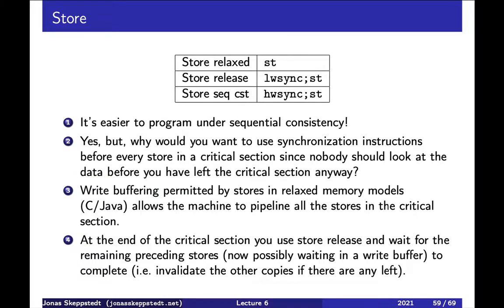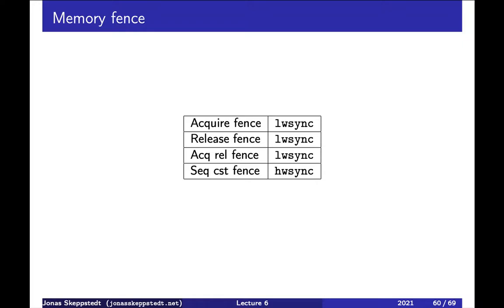Okay, so store relaxed, not much, and store release, that's lightweight sync followed by the store, and store sequential consistency, heavyweight sync followed by the store. Okay, and this is just a repetition of the arguments for not using sequential consistency, which I, as one can imagine now, am not very fond of. Okay, the memory fences, it's the lightweight sync except for sequential consistency where it's the heavyweight sync.